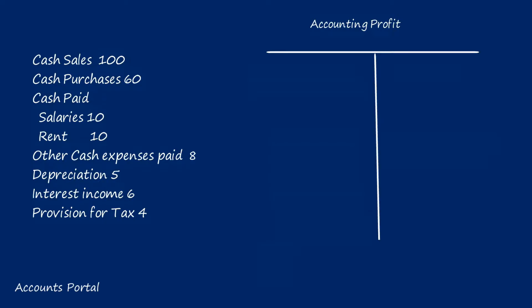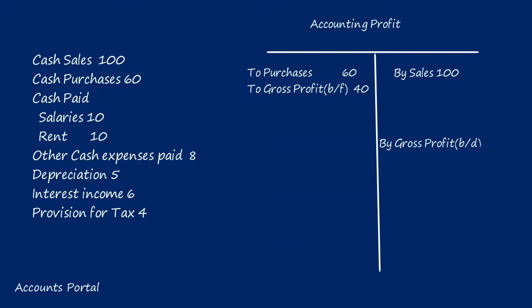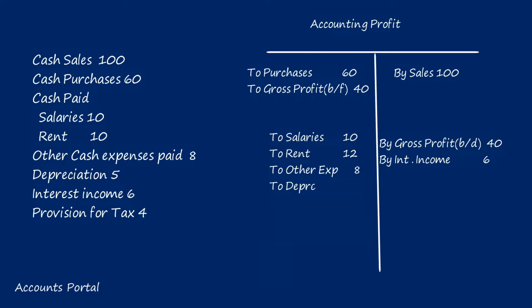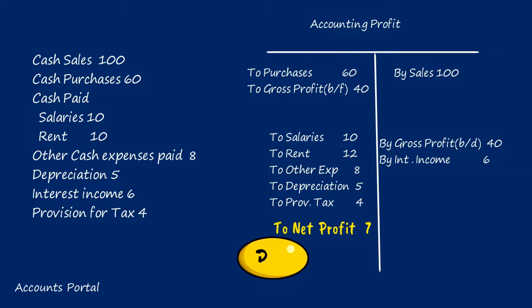Trading and profit and loss account. By sales 100 lakhs, to purchases 60 lakhs, to gross profit balancing figure 40 lakhs. By gross profit brought down 40 lakhs. By interest income 6 lakhs. To salaries 10 lakhs. To rent 12 lakhs. To other expenses 8 lakhs. To depreciation 5 lakhs. To provision for tax 4 lakhs. To net profit balancing figure 7 lakhs. This 7 lakhs is called accounting profit.